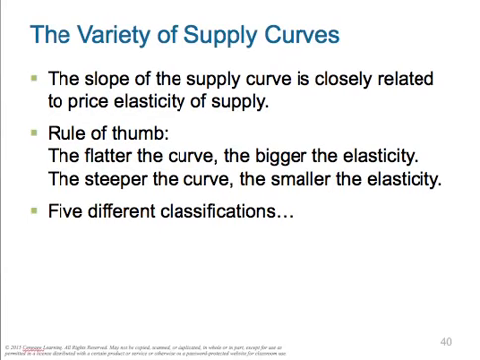Now, we talked about a variety of demand curves, I should say. There's a variety of supply curves as well. The slope of supply curves is closely related to this price elasticity of supply. Again, we're going to go from vertical supply curves all the way down to horizontal supply curves. The rule of thumb: the flatter the curve, the bigger the elasticity. It covers a wider range of quantity. The steeper the curve, the smaller the elasticity. It covers a smaller range of the quantity.